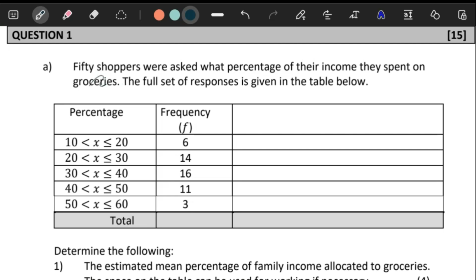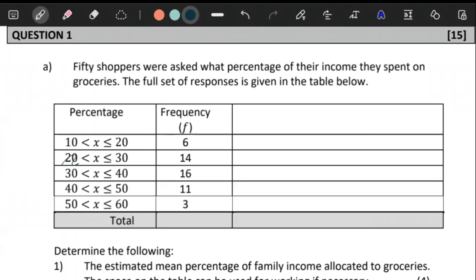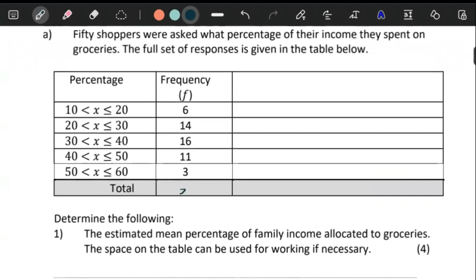But anyways, it says here 50 shoppers were asked what percentage of their income they spent on groceries. The full set of responses is given in the table below. They said here, percentage between 10% to 20%, 20% to 30%, 30 to 40, going on until 50 to 60. We can see that these are the frequencies, right? And then, since they said the total is 50, we can put 50 over here.